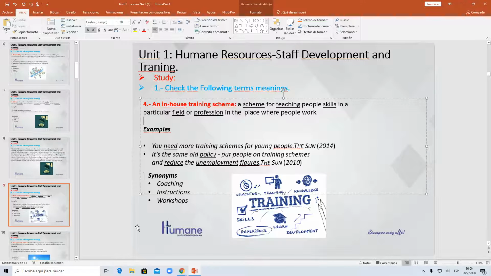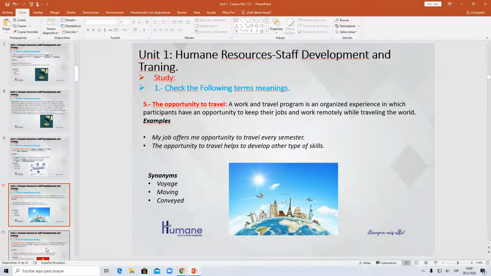Then we have the opportunity to travel. A work and travel program is an organized experience in which participants have an opportunity to keep their jobs and work remotely while traveling the world. Examples could be: my job offers me the opportunity to travel every semester. The opportunity to travel helps to develop other types of skills.